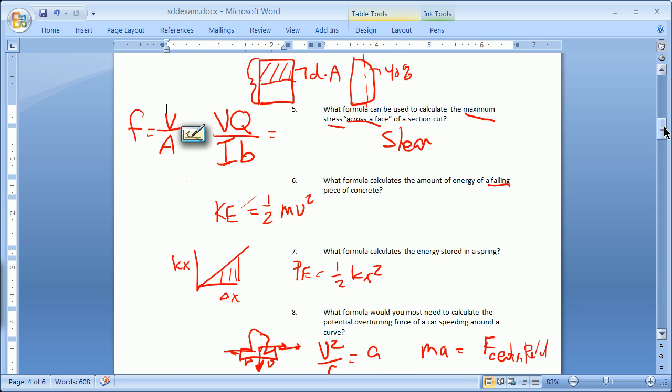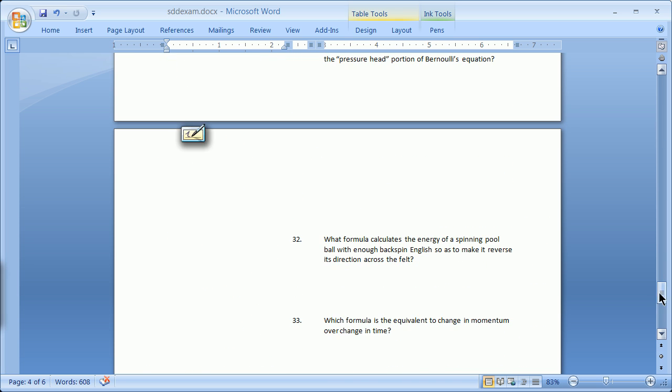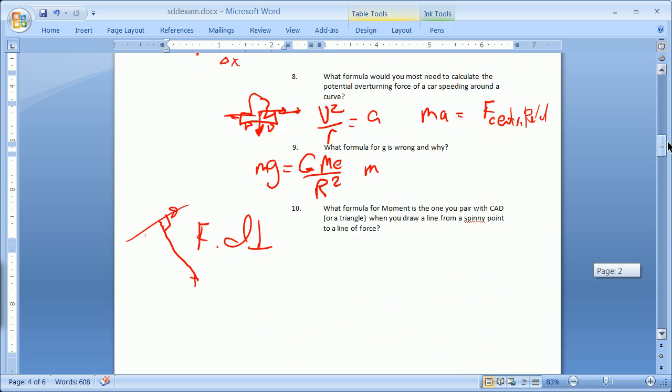Oh, losing my pages here. I'm going to keep going here. Hopefully we'll get down and through in these last 10 minutes.